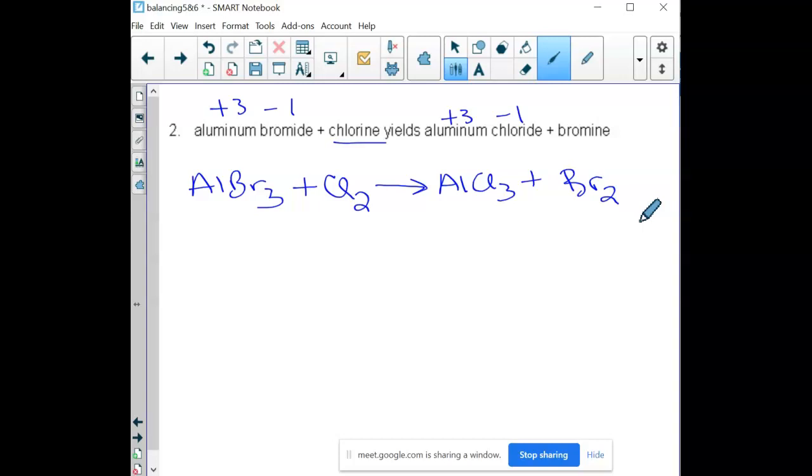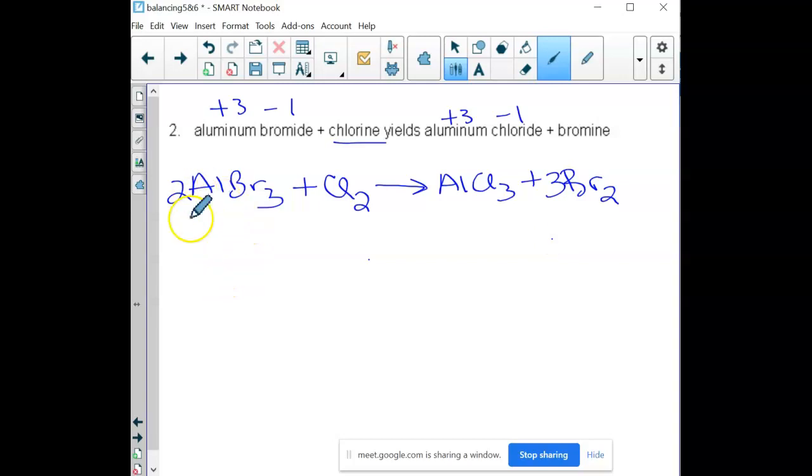Okay, take a moment to balance it, please. Okay, so let's go through this one. First thing I would recognize is I have 3 and 2 for bromine, so I'm going to get them both to 6. So I put a 2 on the left in front of AlBr3, which gets me 6 bromines. I got to put a 3 in front of Br on the other side to get 6 bromines.